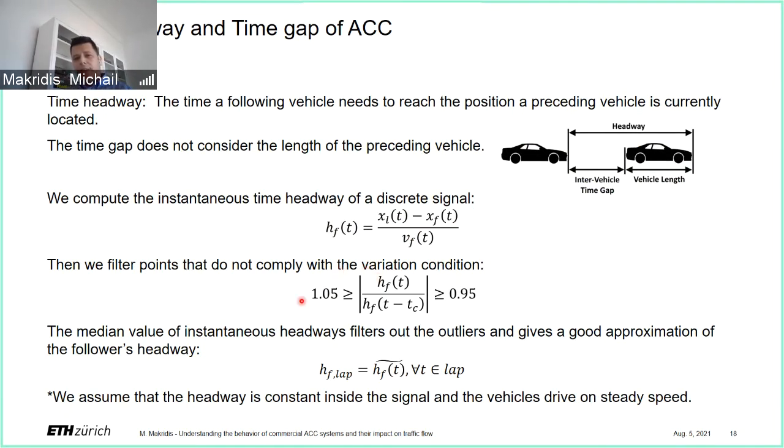And we filter the whole profile based on a window, to discard the perturbations. So we see if within a window the time gap is more or less constant, and if it is, we assume that we have a more or less stable state, and we consider that this is a valid measurement for the time gap. And then we take the median value from all the measurements that we have, and it corresponds to the estimated time gap, or time headway with the vehicle length. Of course, we assume that during this profile, the following vehicle uses only one setting.